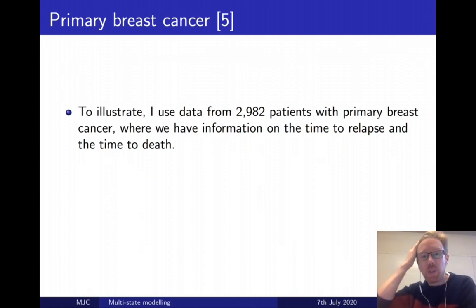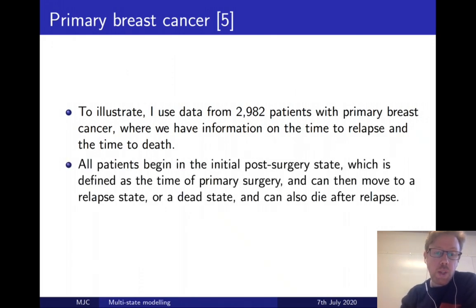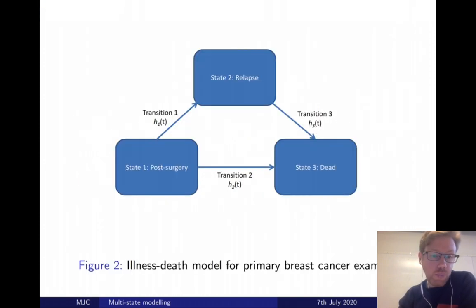So the example I'm going to use today is a breast cancer example. So I've got just under 3,000 patients with primary breast cancer, where we've got information on the time to relapse and the time to death. Now, all patients begin in this initial post-surgery state, which is defined as the time of primary surgery, and can then move on to a relapse state or a death state, and of course they could die following relapse. So this is my classic illness-death model.